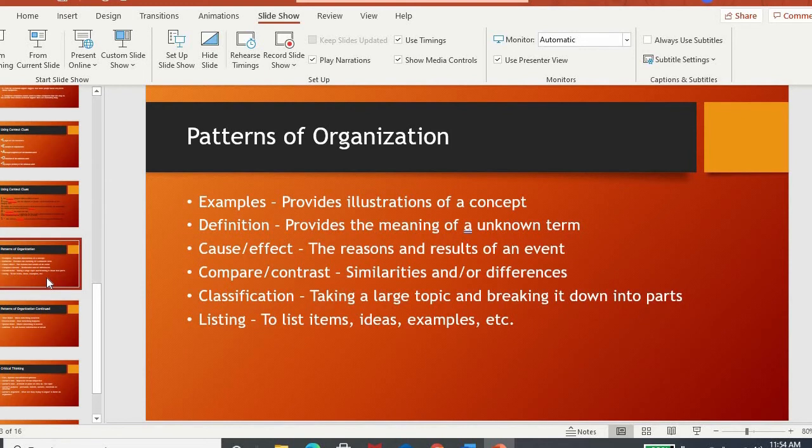All right, moving right along, patterns of organization. These are the most common patterns of organization. As I mentioned, if we can see a pattern or see how an author is organizing their writing, it allows us to understand it a little bit more. So authors can provide examples. They can structure a paragraph based on the definition of an unknown term or concept. They can give us the cause, or the reasons and results of an event. They can compare and contrast, showing how something is similar and or how it's different. Classify, taking a pretty large topic and breaking it down into parts. Or they could just be listing items, ideas, examples.